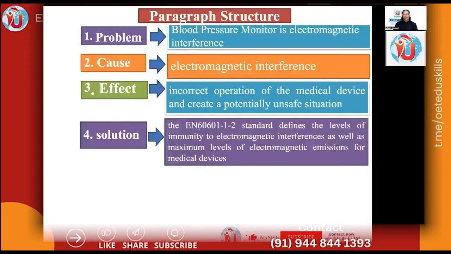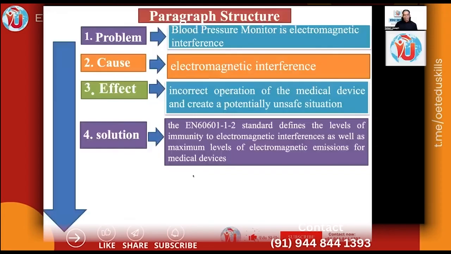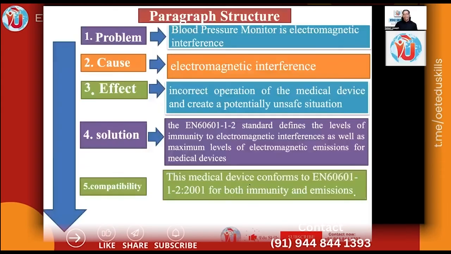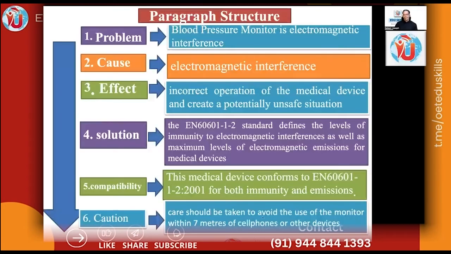Solution is the EN 60601-1-2 standard defines the levels of immunity to electromagnetic interferences as well as maximum level of electromagnetic emissions for medical devices. That is the solution or the notice given or the manual instruction given. Now compatibility, this particular medical device conforms to this instruction, immunity and emission manual instructions. And caution is, nevertheless, it should not be used in close proximity with cell phones or other devices.